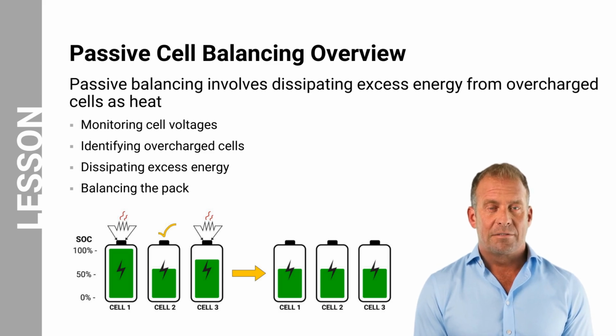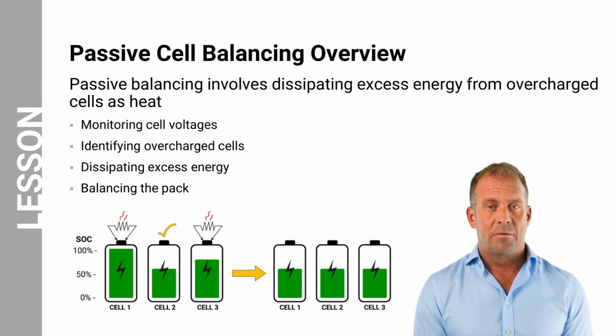Let us now look at passive cell balancing. Passive cell balancing involves dissipating excess energy from overcharged cells as heat. This can be achieved through various methods, such as using resistors or diodes. While passive balancing is relatively simple, it can be inefficient and can lead to energy loss.